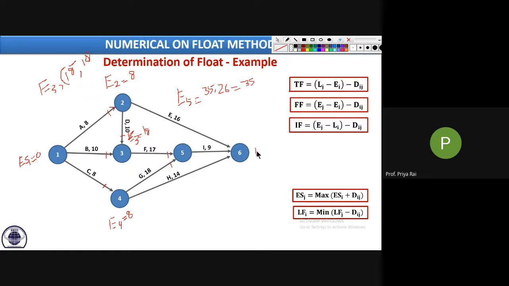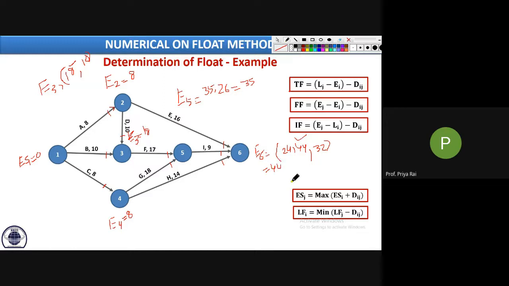Now E6: how many values are there? Three arrowheads, so three E values. One coming from 2: E2 is 8, plus 16, 24. When it is coming from 5, it is 35 plus 9, 44. And when it is coming from 4, E4 is 8, 8 plus 14, 22. So the maximum is 44. Very good. So it is 44.